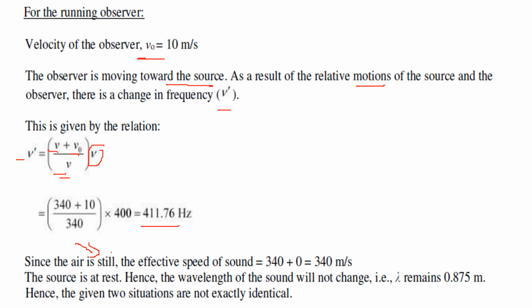And since the air is still here, the effective speed of sound will be what? 340 plus 0, air is still here, it will be 340 meter per second. The source is at rest, so the wavelength of the sound is not going to change. Lambda will remain as 0.875. So these two given situations are not exactly identical, they are different.